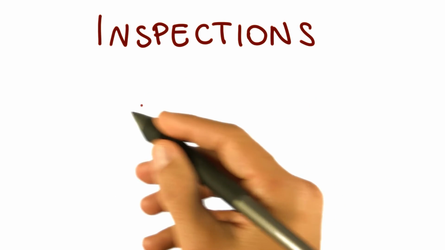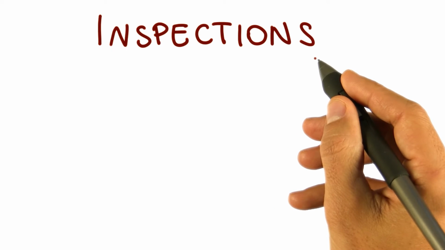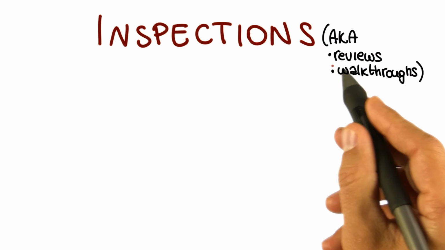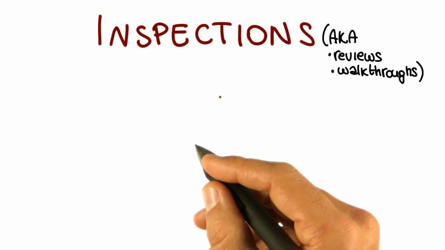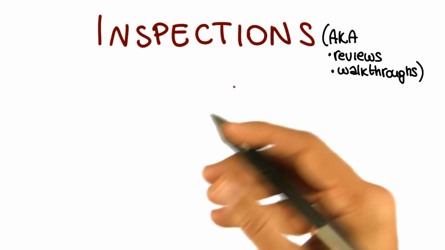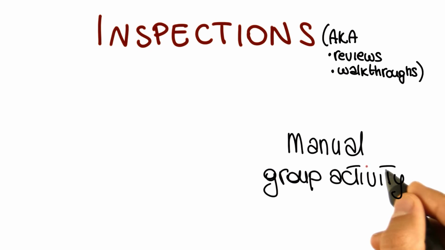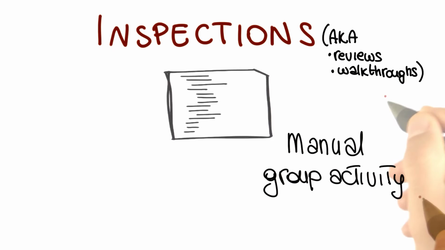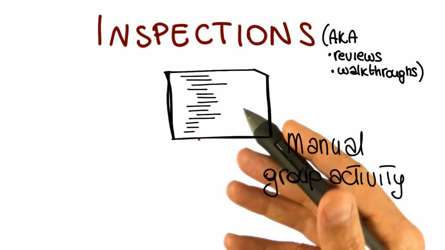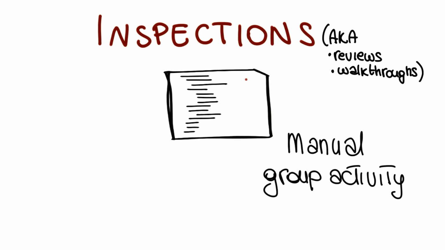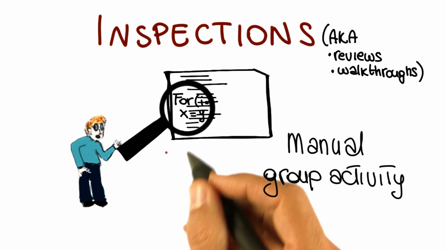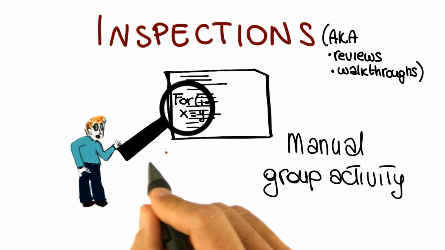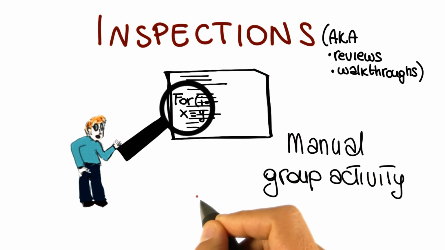The third technique we're going to consider is inspections. And inspections are also called reviews or walkthroughs. Unlike the previous techniques, inspections are a human-intensive activity. More precisely, they are a manual and group activity in which several people from the organization that develops the software look at the code or other artifacts developed during the software production and try to identify defects in these artifacts.